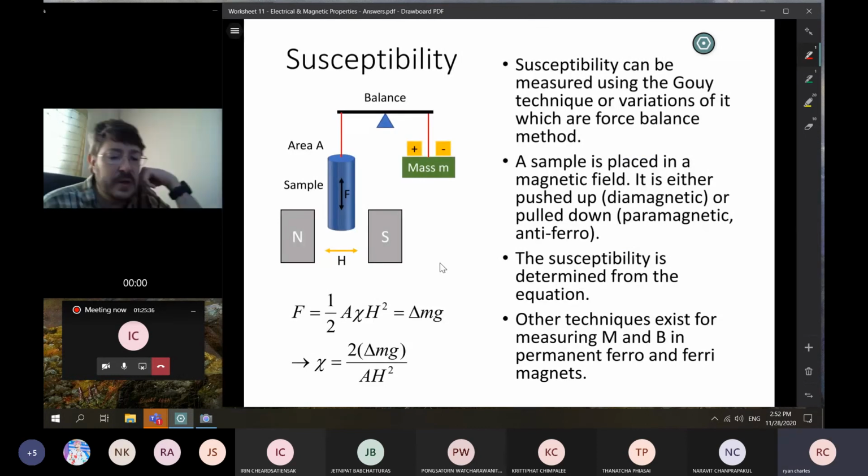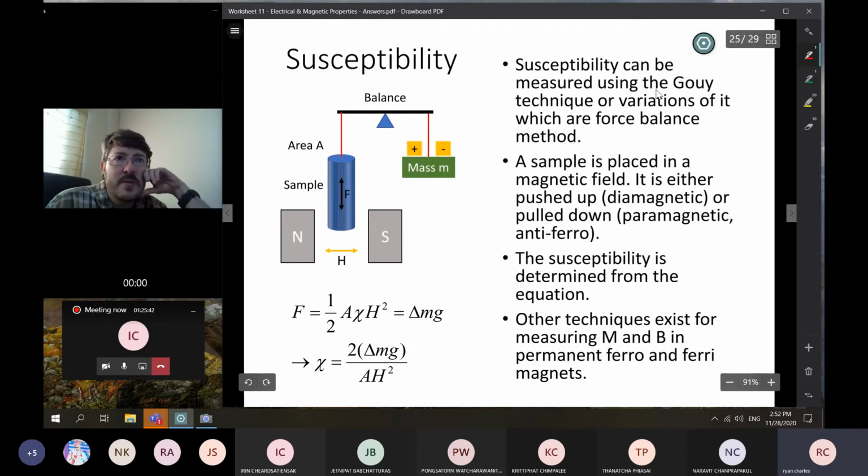So something like susceptibility now. How do you measure susceptibility? This is an older technique. Susceptibility can be measured using, how do you say this guy's name? It's a French guy. We'll say Gouy. The Gouy technique, or variations of it, which are force balance methods. So what do we see here?